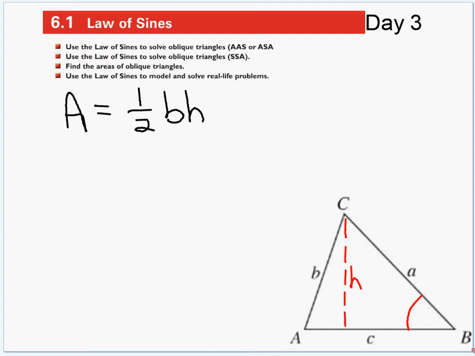Okay, in this video we're going to finish up 6-1, the law of sines. We're going to find the area of oblique triangles and also see a real-life problem solved in there. So for area of a triangle, think back to geometry. Area is 1/2 base times height.